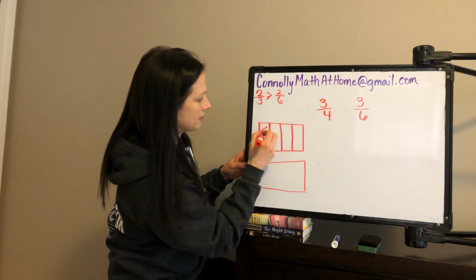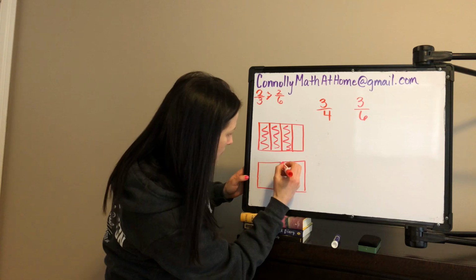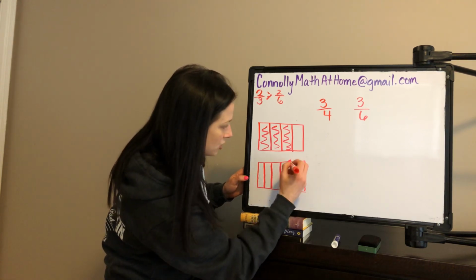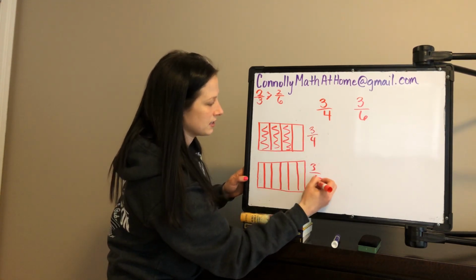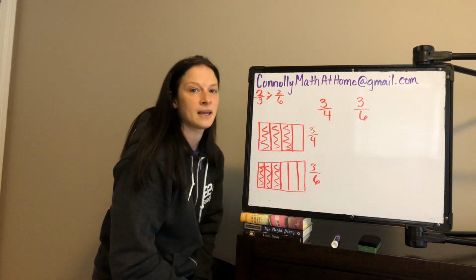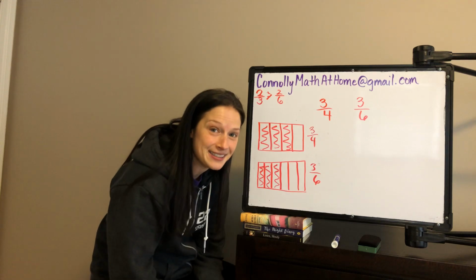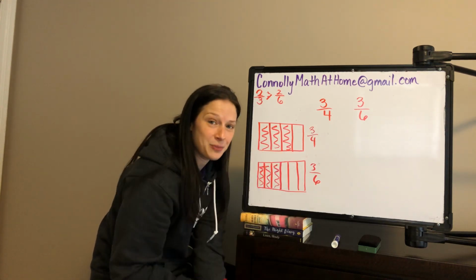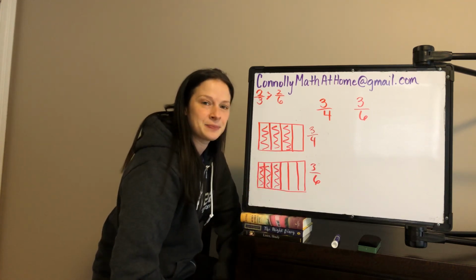So let's do 3/4 best we can, and I'm going to shade in 3 of these pieces. And then let's do 3/6. And then we're going to shade in 3 of those pieces. So again, this is 3/4, this is 3/6. It's so weird because I'm shading in 3 pieces, but one of them is larger. It's this one. You can see it from the picture, right? So 3/4 is greater than 3/6.